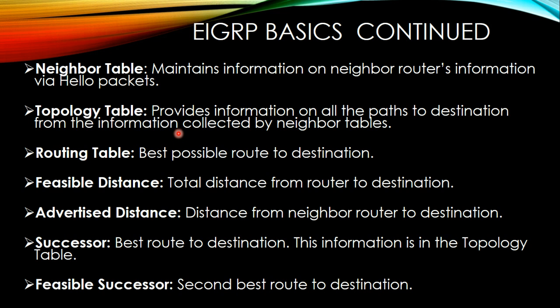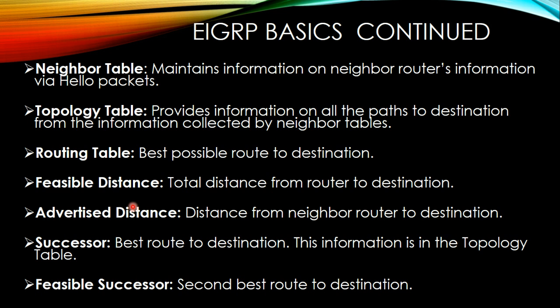Your topology table provides information on all the paths to destinations, and it also shows you which one is the successor route, meaning which is the best route to a destination, and it's going to provide all that information. And then you also have your routing table, which is the best possible route to a destination. A little bit different than the topology table. The topology table is going to show you the successor, whereas the routing table is not going to say, hey, this is the successor, this is the best route.